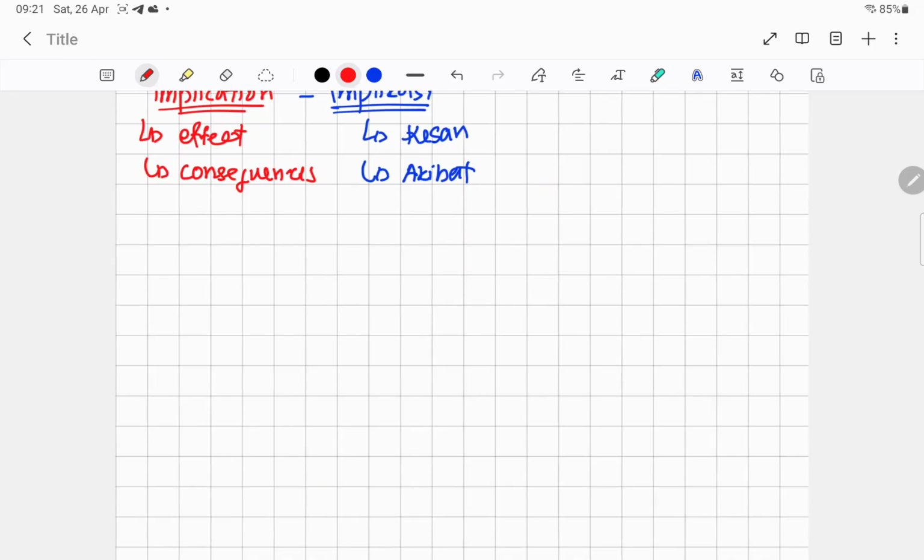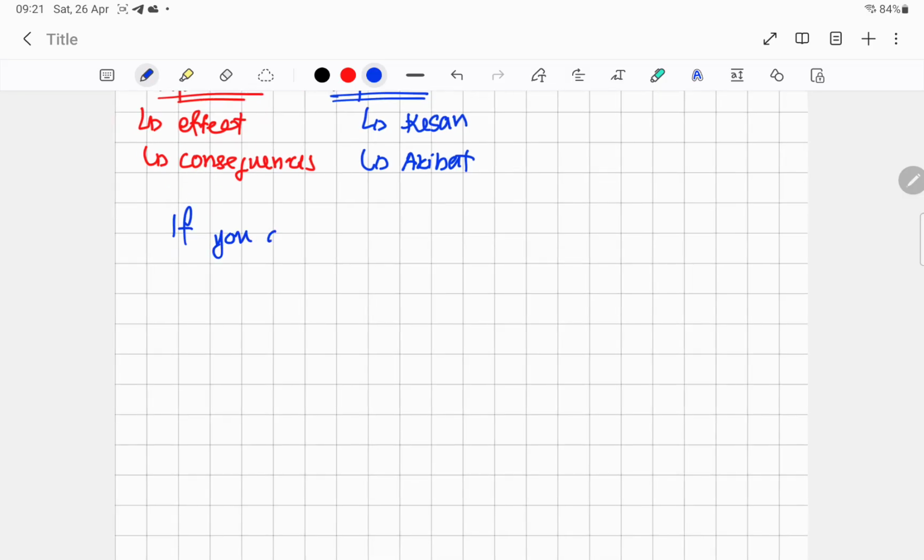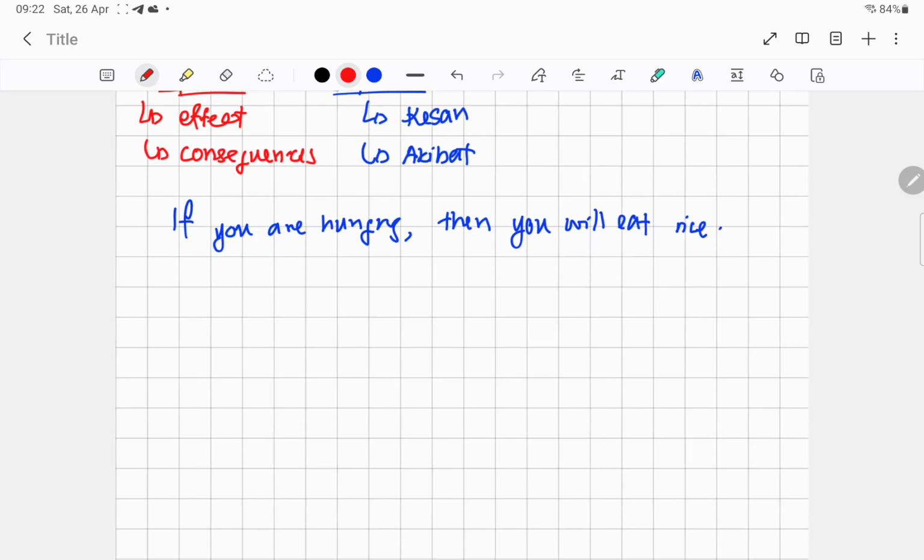So allow me to give you an implication. One type of implication that we will see: if you are hungry, then you will eat rice. So this is one type of implication. What is the implication here?